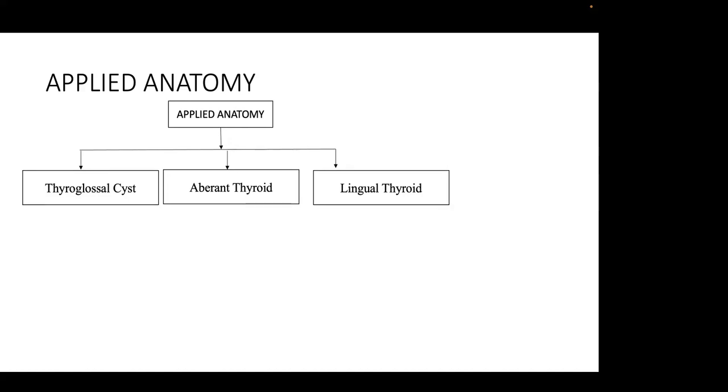anomaly which could occur is a lingual thyroid, because this will occur because of the failure of the thyroid anlage to descend normally, and this can result in obstructive symptoms, which could include airway obstruction or difficulty in swallowing, and these patients usually tend to develop hypothyroidism.